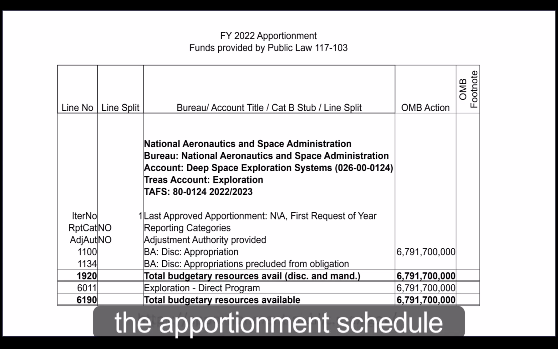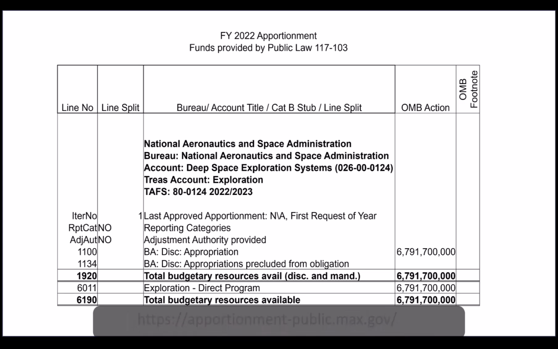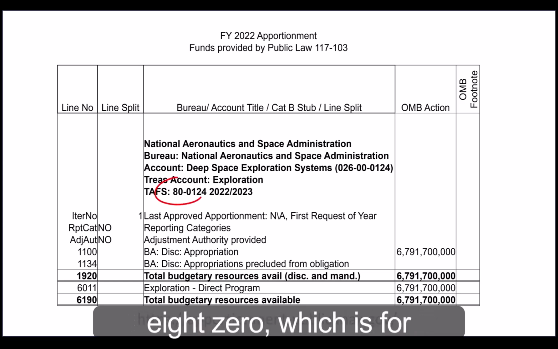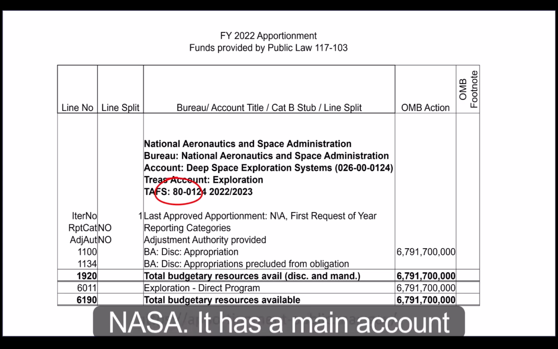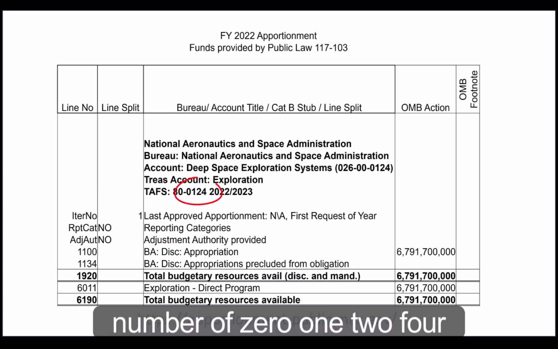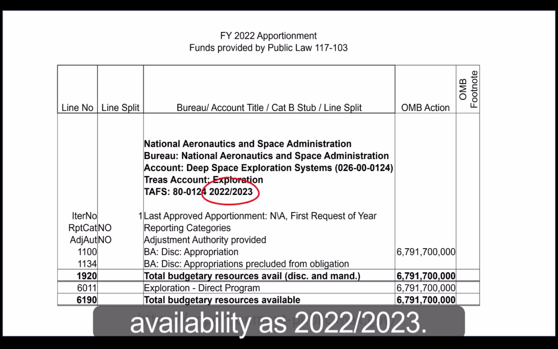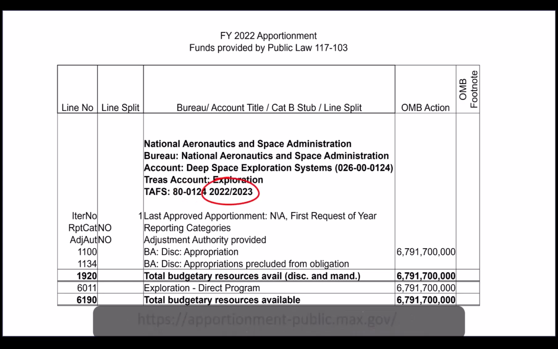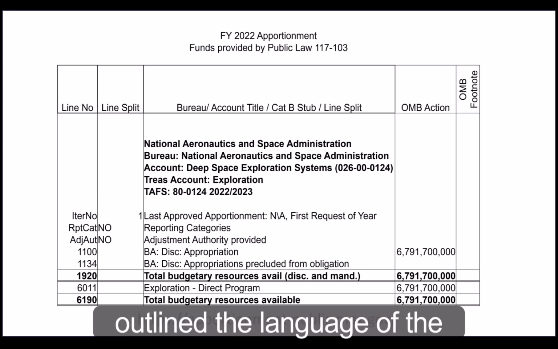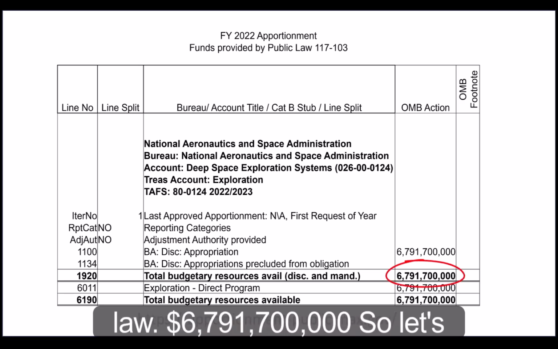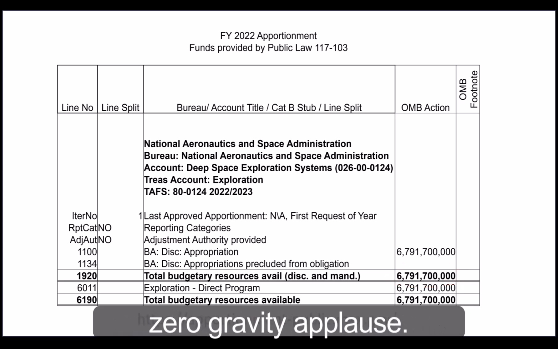Let's align our finding with the apportionment schedule from Office of Management and Budget. We spot a Treasury account symbol on the official document that closely mirrors our calculations. It's marked with agency ID 80, which is for NASA. It has a main account number of 0124 for deep space exploration and confirms the period of availability as 2022/2023. What's more is the apportionment schedule resonates with the appropriation amount outlined in the language of the law, $6,791,700,000. So let's give ourselves a round of zero gravity applause.